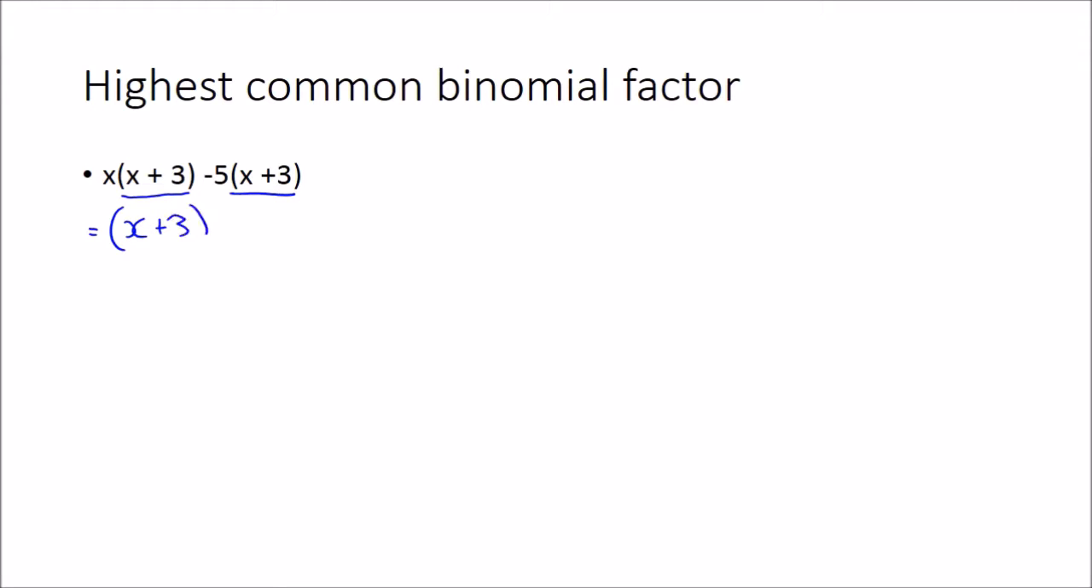Now, it's really no different to what we were doing before, except what we're taking out as a factor is a binomial. Then what's going to be left in the brackets is everything that remains once we've divided by this factor. So if we were dividing this first term here by x plus 3, then the x plus 3 would cancel and all we'd be left with is x. With the second term, if we were taking out the x plus 3 by division, all we're going to be left with is minus 5. So we've factorized this expression by taking out the binomial factor, and then we end up with a second binomial term here.